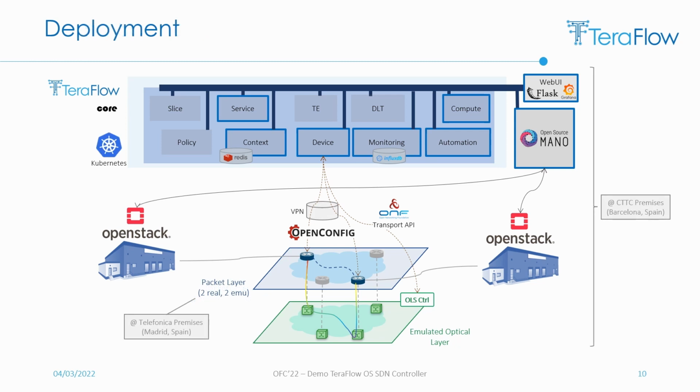The TeraFlow SDN controller has been deployed on top of Kubernetes at CTPC premises. Besides, both the OpenStack and the open source MANO are also deployed at CTPC premises together with the emulated optical layer. Besides, the packet layer has been deployed at Telefonica premises.